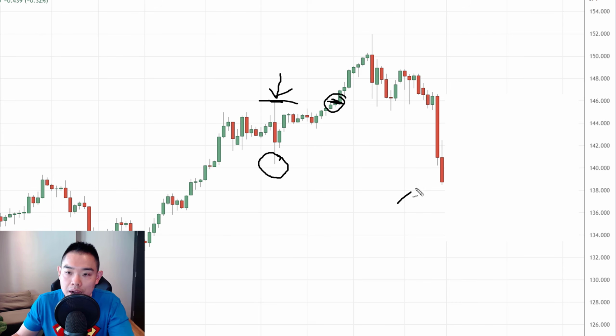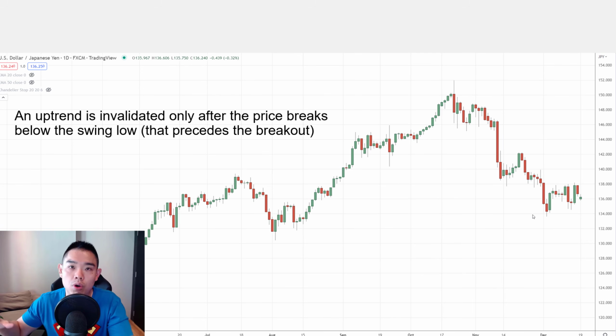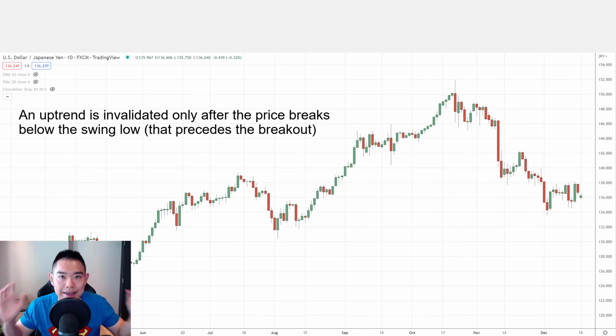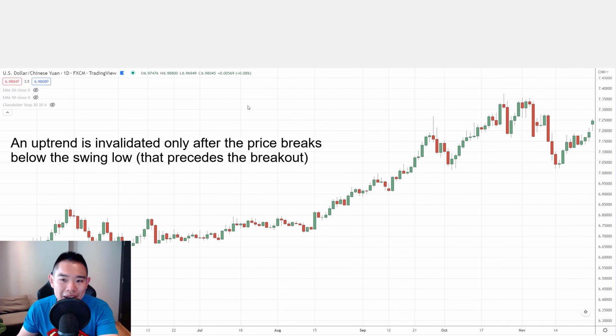At this point, you can see that the market did break below this swing low. So this is what I'll say: the trend is no longer intact, and the market could possibly go into a range or even reverse down lower. Now, one important thing to add is that in an uptrend, we only want to look for buying opportunities.